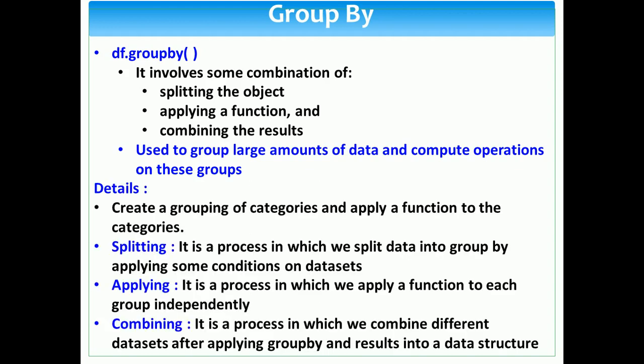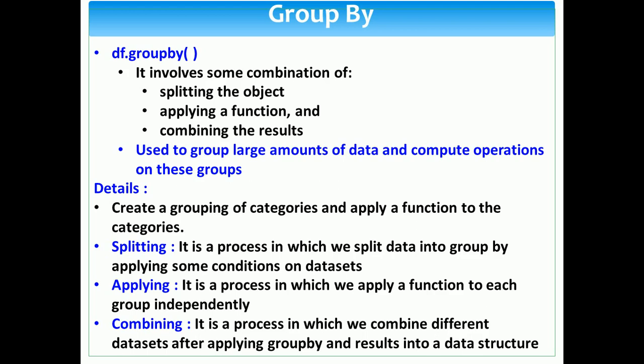So what are the details? You create a grouping of categories and apply a function to the categories. Then you split. It is a process in which we split the data into groups by applying some conditions on the data set. That means you have now split the data, so you have got the data sets, and then you apply some conditions on the data set.